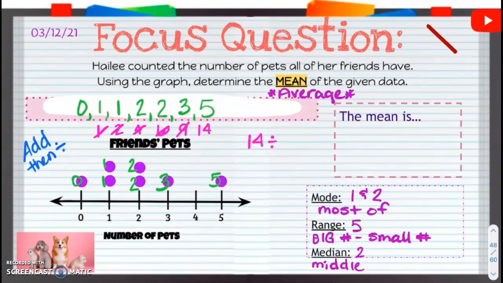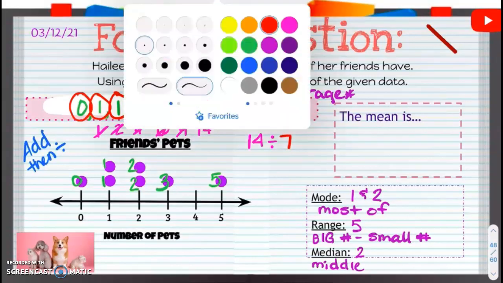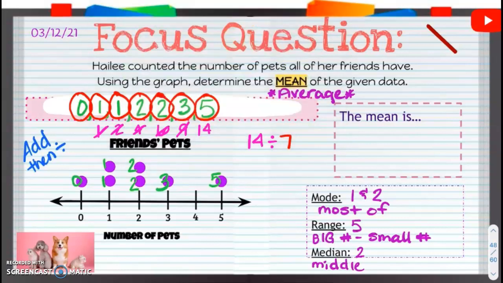We're going to divide it by the total number that there are. So there's 1, 2, 3, 4, 5, 6, 7. Yes, that 0 is part of our data, so there's 7. So we're going to divide it by the 7 total that there are. 14 divided by 7 equals 2. So our mean is 2.